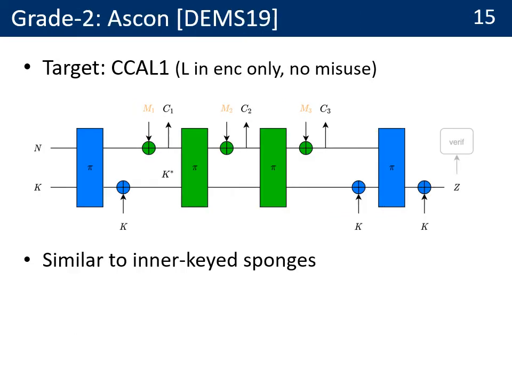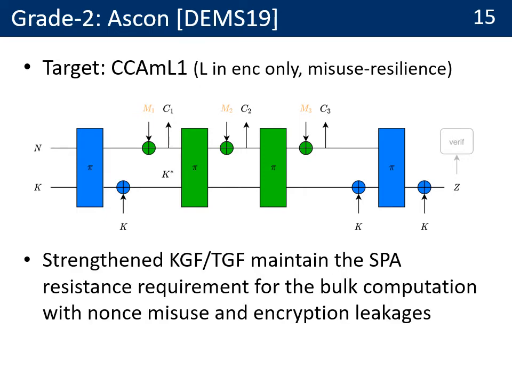In order to improve this, grade 2 designs like ASCON are essentially strengthening the key generation function and the tag generation function in order to make them non-invertible. This doesn't change anything in case you have no misuse, but it means that even when you have misuse, the fact that you can recover an ephemeral secret cannot leak to the long-term secret. And as a result, for confidentiality, it is enough to protect the bulk of the computation against SPA only.